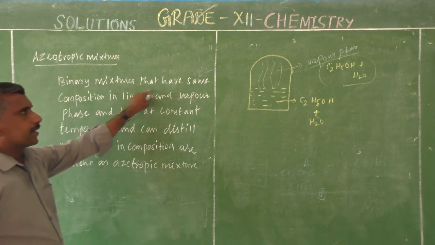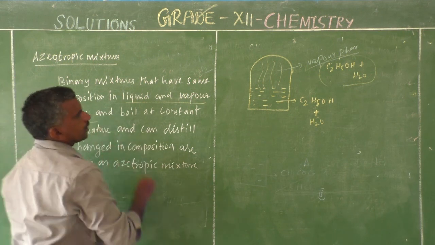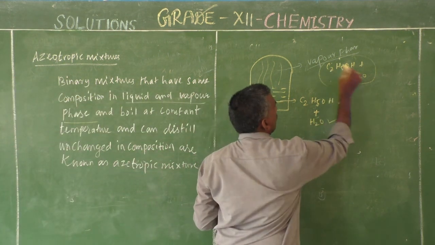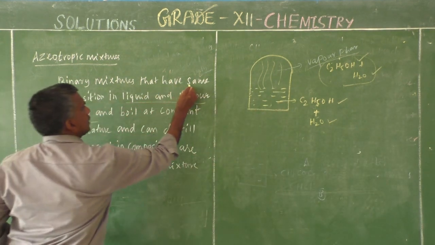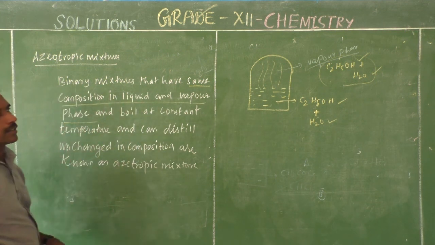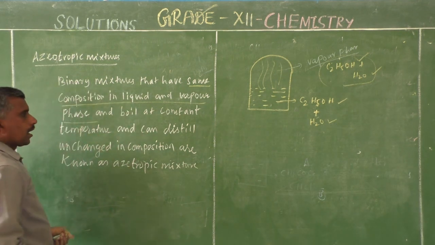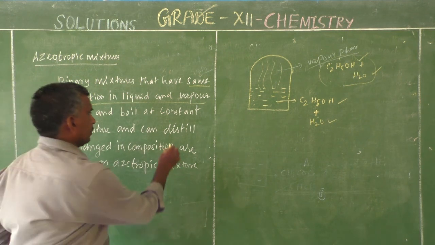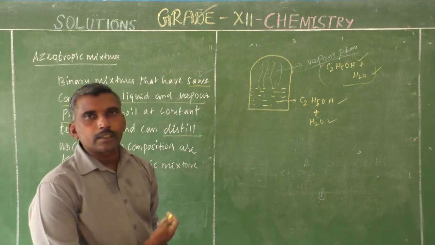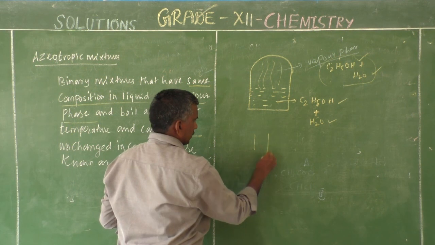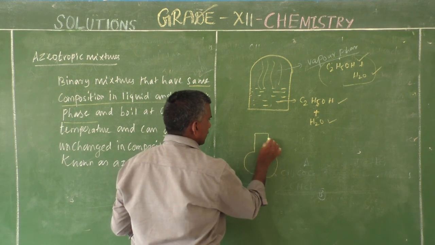You see, a binary mixture can have the same composition in the liquid and vapor phase. Liquid phase: ethanol and water. Vapor phase: ethanol and water. Same composition in liquid and vapor phase, at constant temperature, and this solution distills unchanged in composition. Distillation will not separate the ethanol from water. This is a distillation process.